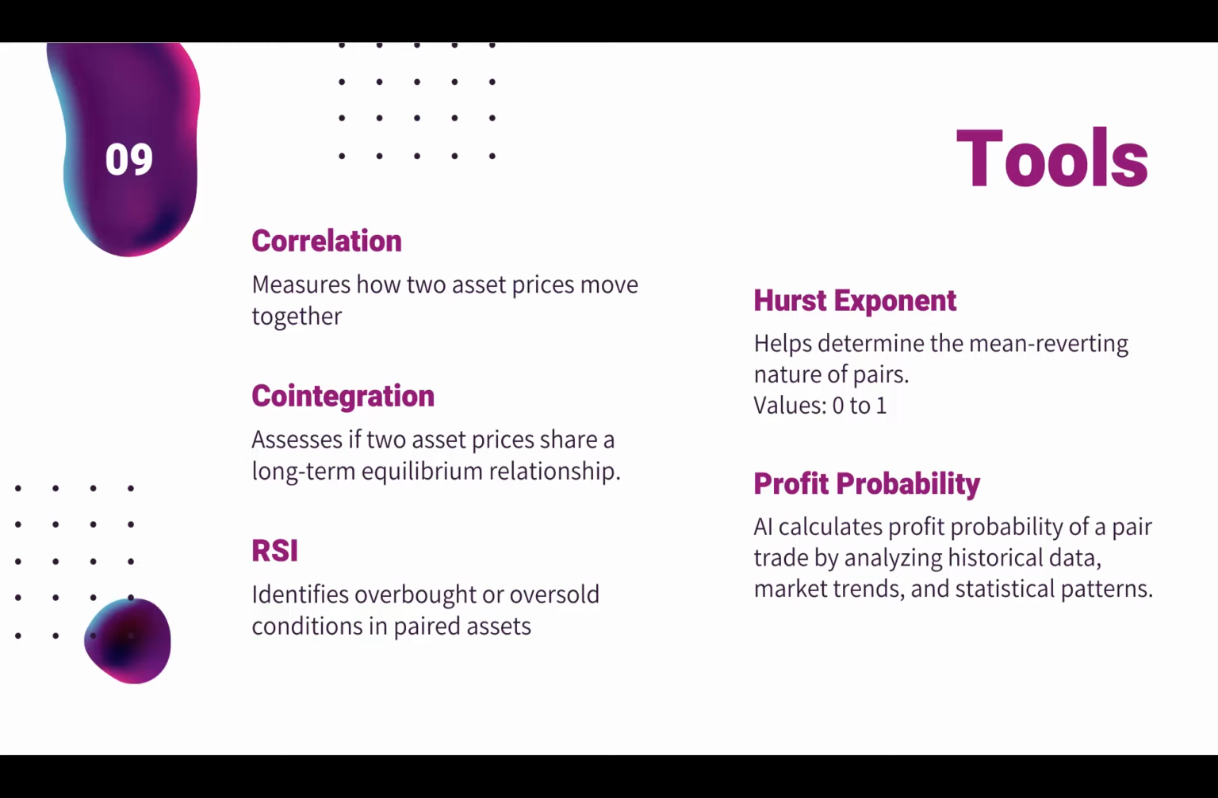Similarly, profit probability. The AI calculates the profit probability of the pair by taking the historical data into consideration, market trends and statistical patterns, and comes up with a probability. So it will say, okay, if you take this trade, there is a probability of 70% or 20% or 100%, right? So that also can be used for calculation.